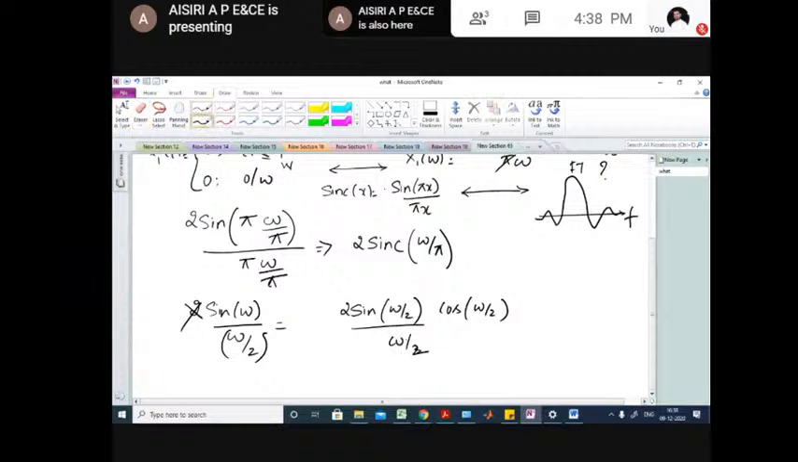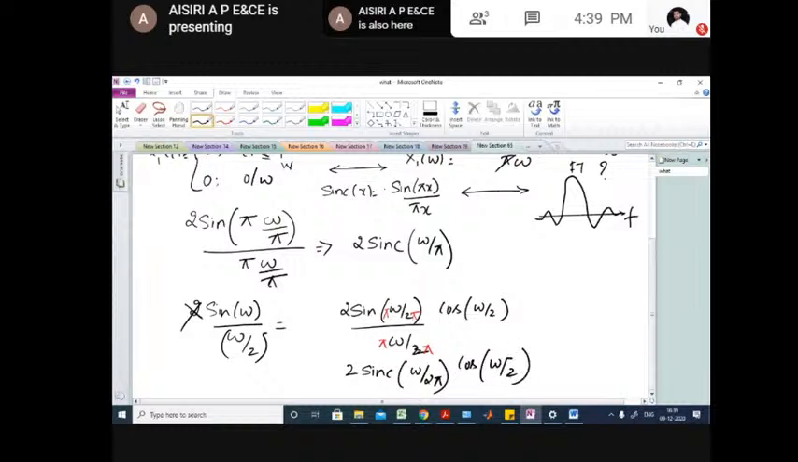Now again, I can use the sinc definition here. I want pi into x, right? Let me concentrate on this. So I'll multiply by pi and divide by pi. So it becomes omega by 2 pi. Similarly here, pi into omega by 2 pi. So this can be written as sinc of omega by 2 pi. So 2 into sinc of omega by 2 pi into cos of omega by 2.